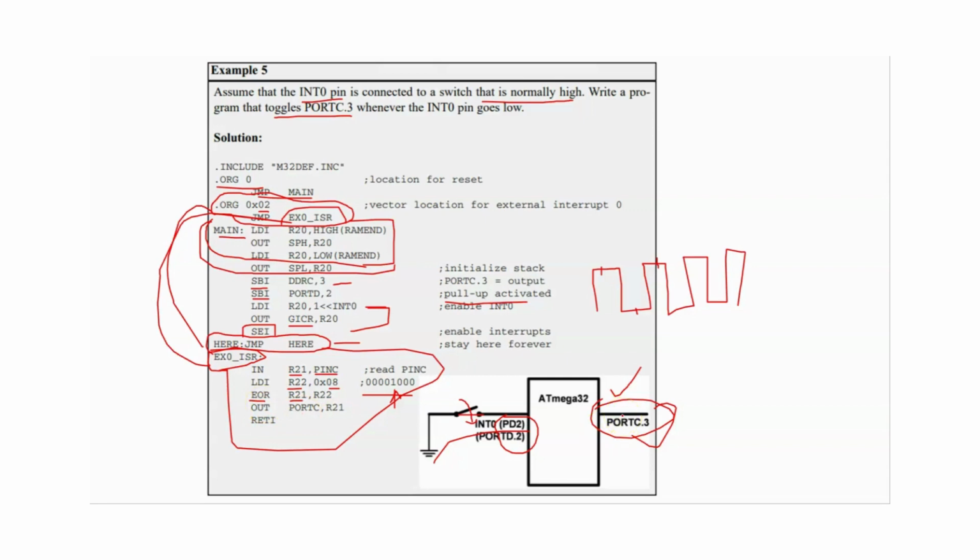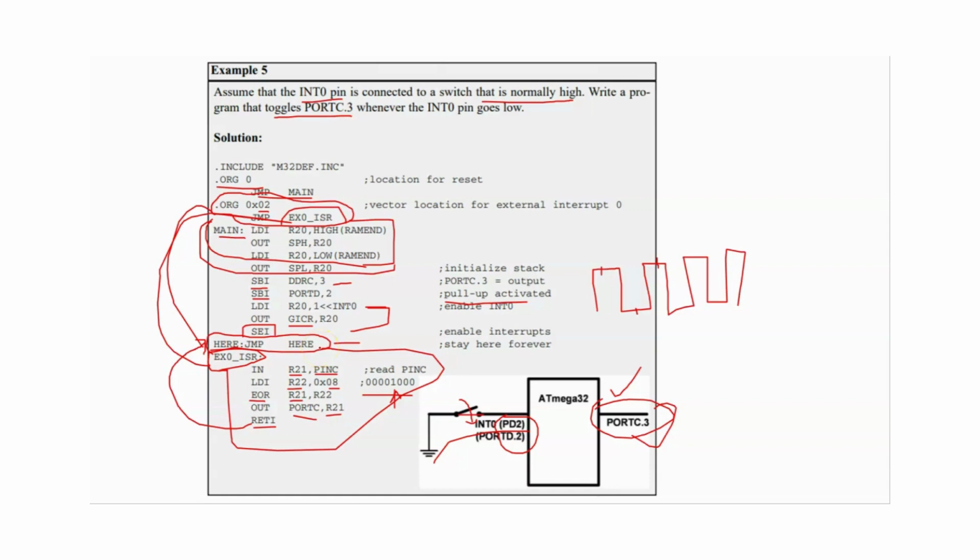If it was high it will become low, and if it was low it will become high. So after this exclusive OR we just send this value R21 to port C at the output, so the output would be toggled. And then the return from interrupt instruction sends it back to the base where it was doing any task, but it was not doing any task, it was staying idle. So it will stay here until the next interrupt occurs.